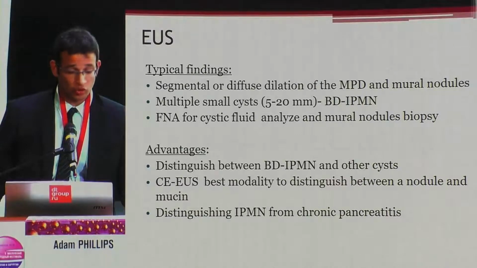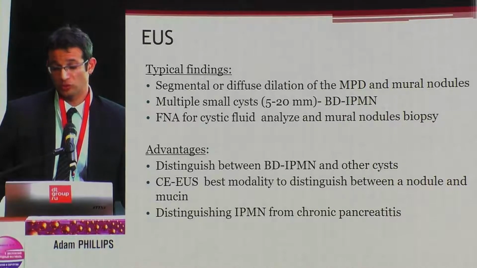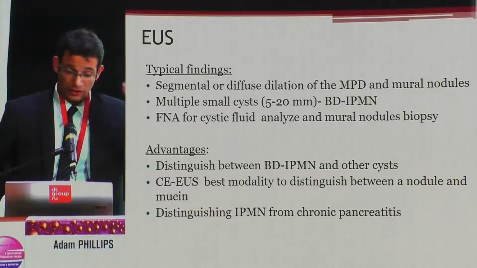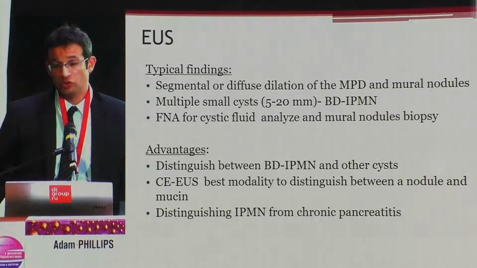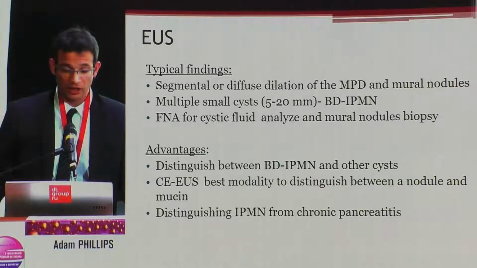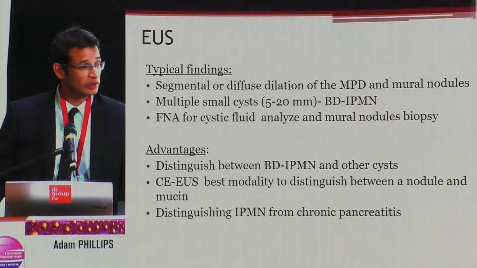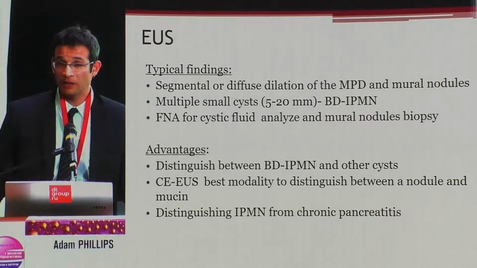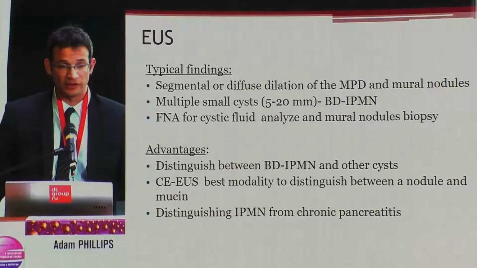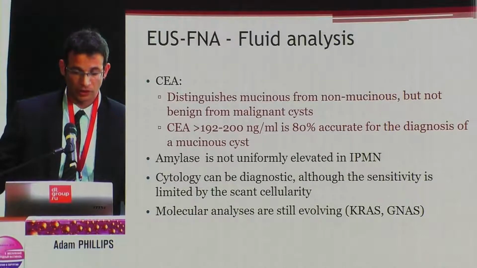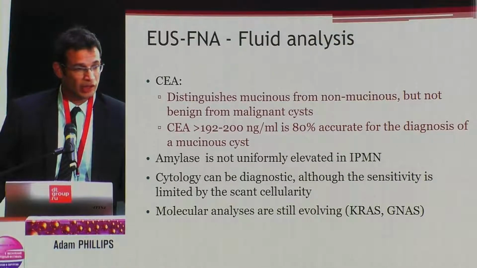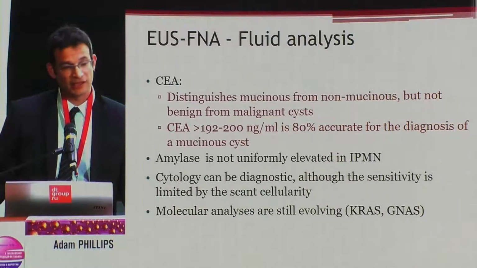We can use contrast-enhanced EUS to see if there is enhancement of the nodules and to distinguish between nodules and mucin. And we can distinguish between IPMN and chronic pancreatitis with calcifications and other signs of chronic pancreatitis. We are doing EUS and we are doing FNA and we are sending the fluid for analysis. We can send it for CEA.